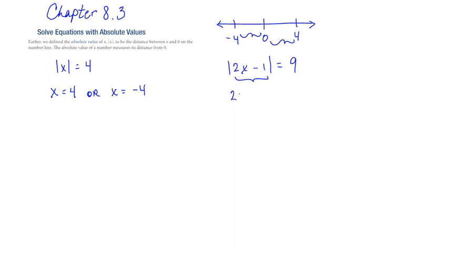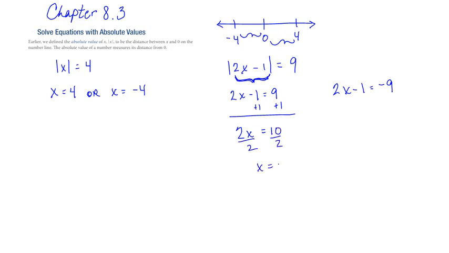So I could break this apart because what is inside of here can either be equal to 9, which is the easy one to solve for, because that just looks like normal, or what's inside of there could be equal to negative 9, because this stuff inside of here could either be a 9 or a negative 9, following from that other problem. And then we would just solve it as normal. Add 1 to both sides. 2x equals 10. Divide both sides by 2, and x would equal 5.